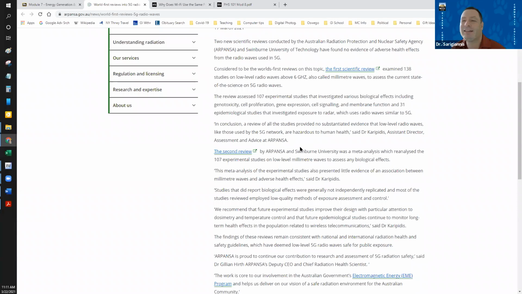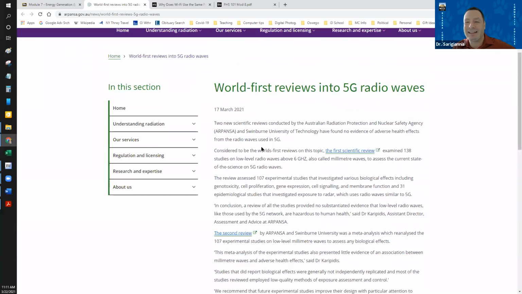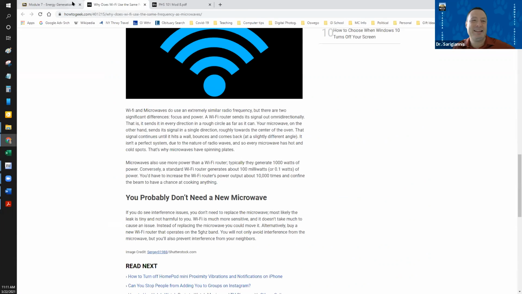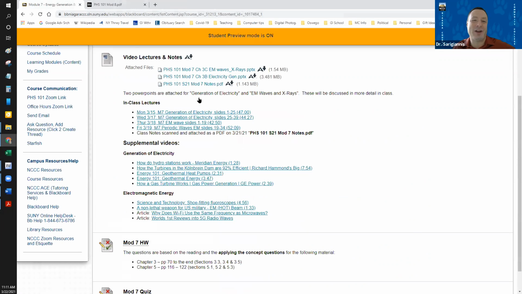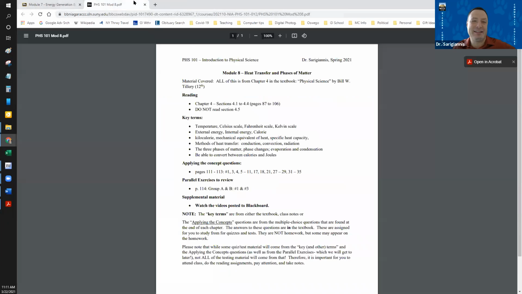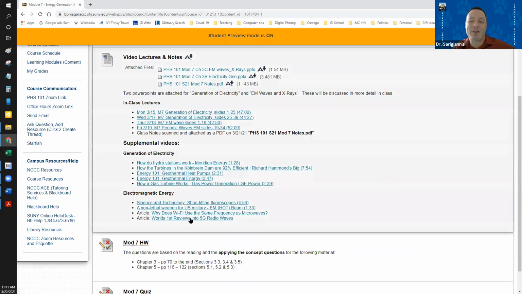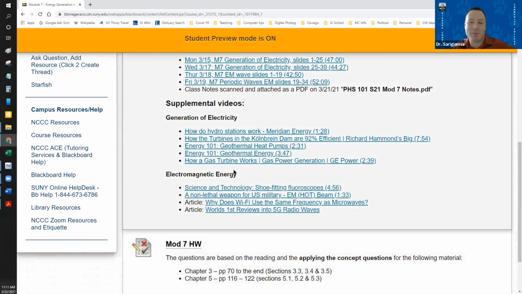So this is the scientific consensus so far, that 5G radio waves are not going to kill everyone, or I don't know. There was some weird thing about causing COVID, and it's like, well, that doesn't even make sense because COVID's caused by a virus. How do radio waves cause a virus? That was never really clear. But anyway, I thought I'd link those two articles. So those are linked under the EM energy.